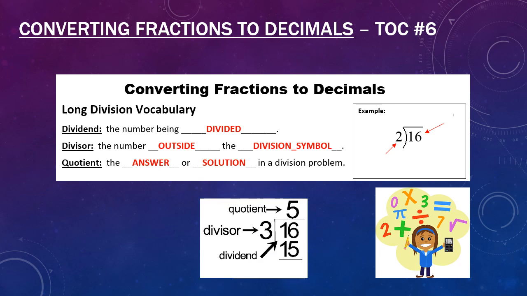So look at this example here. If you look at 16 divided by 3, in this case, 16 would have been on the top of the fraction, 3 would have been on the bottom of the fraction. So the 16 is the dividend, the divisor is 3, and the quotient or answer is 5. Look at the example on your paper, and you want to go ahead and write this in. The dividend is 16, and the divisor is 2.